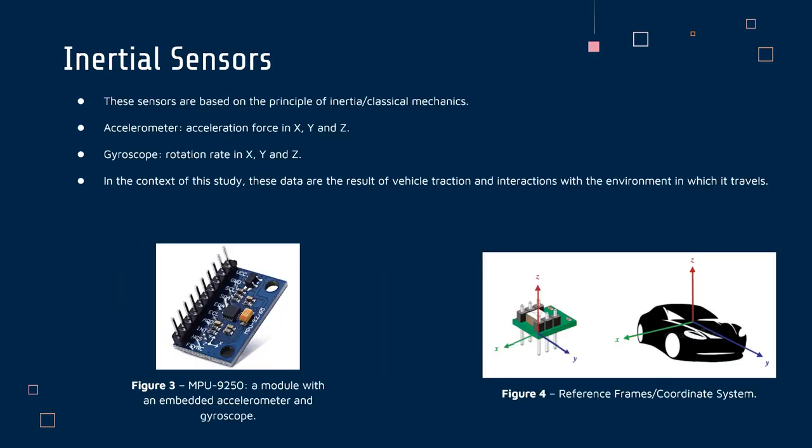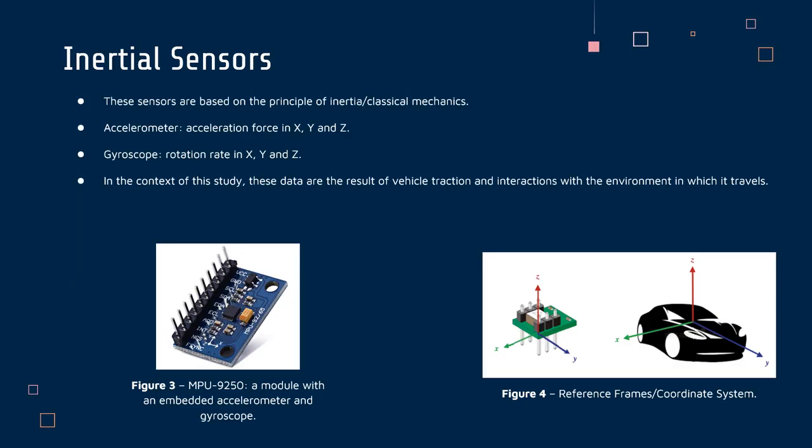Inertial sensors are represented by accelerometers and gyroscopes. The accelerometer measures the acceleration force, and the gyroscope measures the rotation rate, both on three axes. In the context of this study, this data corresponds to the vehicle's traction and its interactions with the environment.